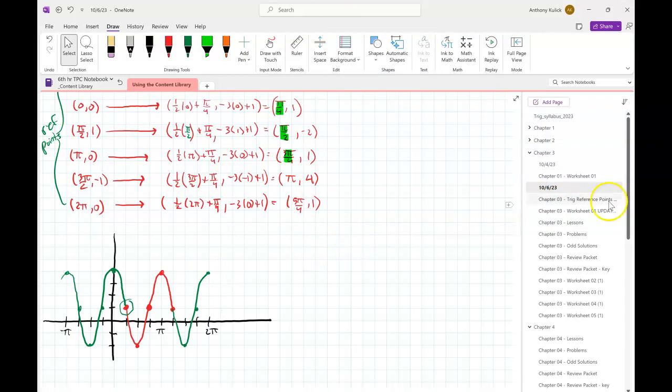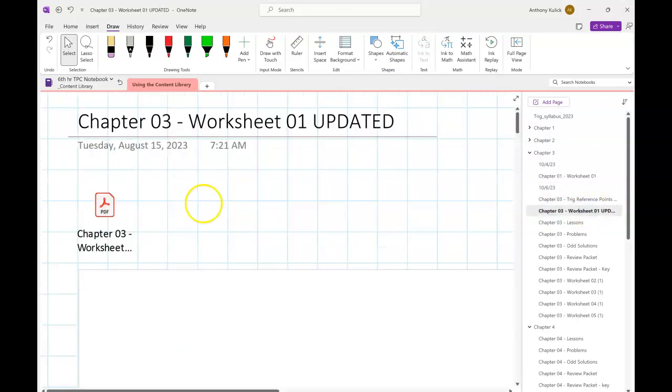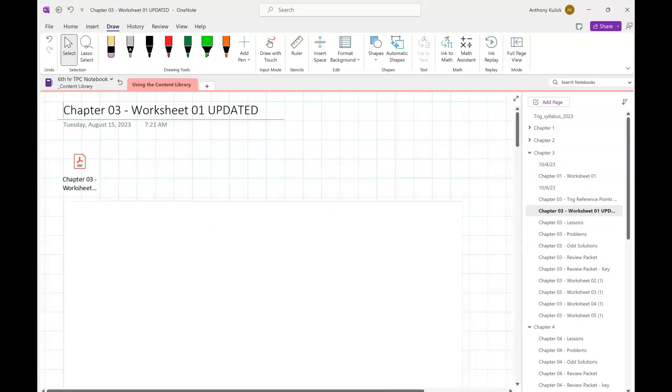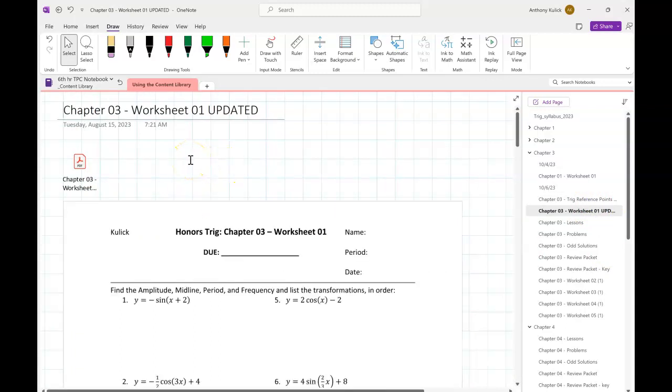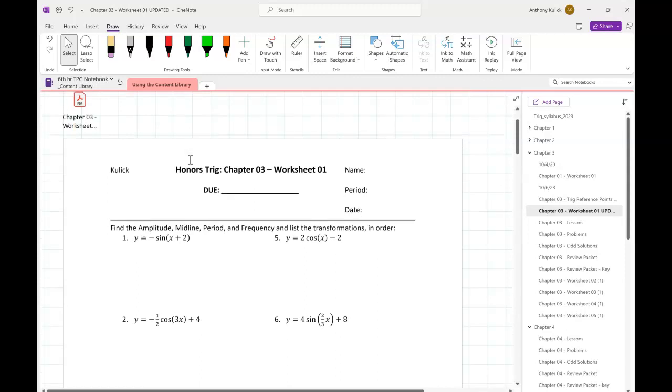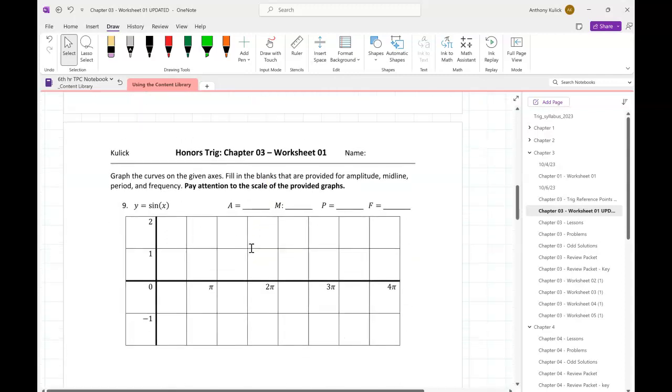That's the idea. So what I'd like for you to work on here is this chapter 3 worksheet 1 that I've placed in the content library. On the first page, we're asking you to just find the amplitude, midline, period, and frequency and list a transformation below. That's like the very first example I did today. Everybody's cool?